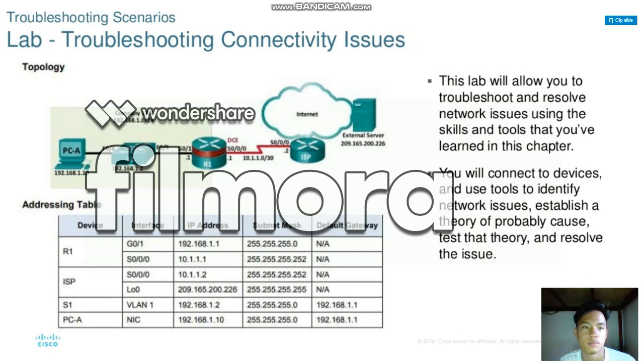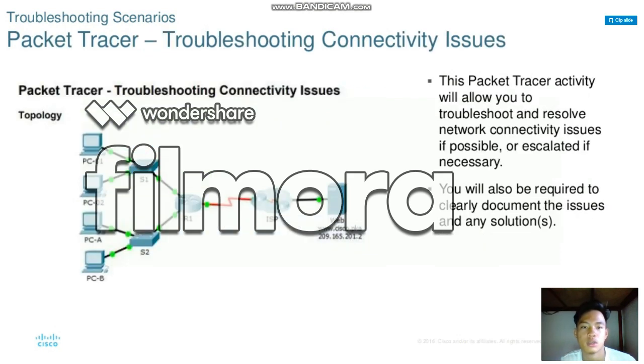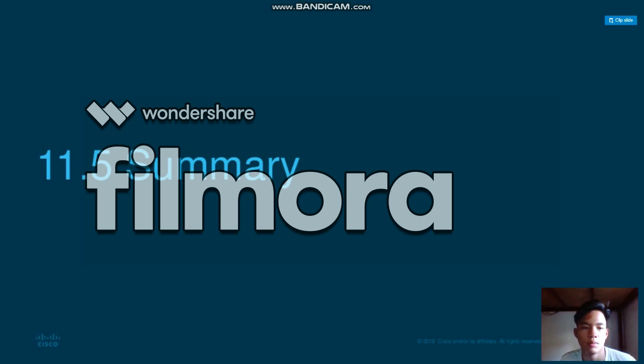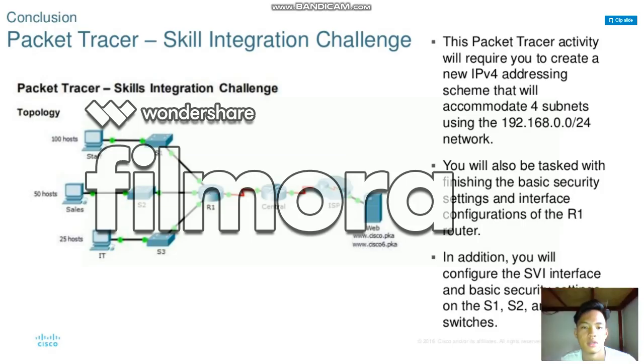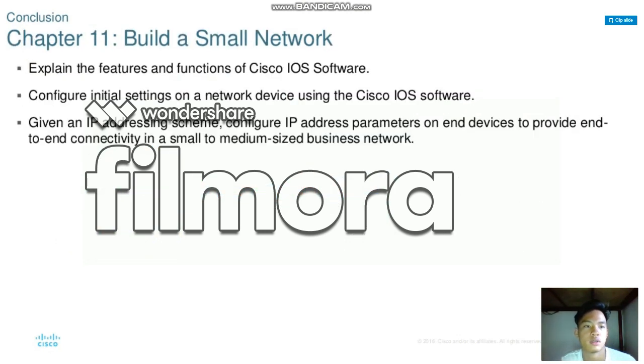So here's the lab activity. So chapter 11.5, the summary. Let's see. So for the conclusion of chapter 11, you should have explained the features and function of Cisco IOS software, configured initial settings on a network device using Cisco IOS software, and lastly, given an IP addressing scheme, configured IP address parameters on end devices to provide end-to-end connectivity in a small to medium-sized business network.